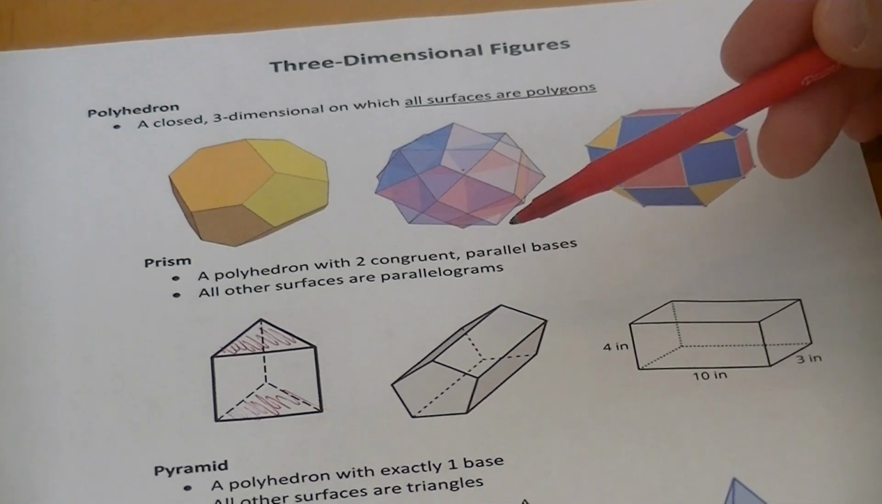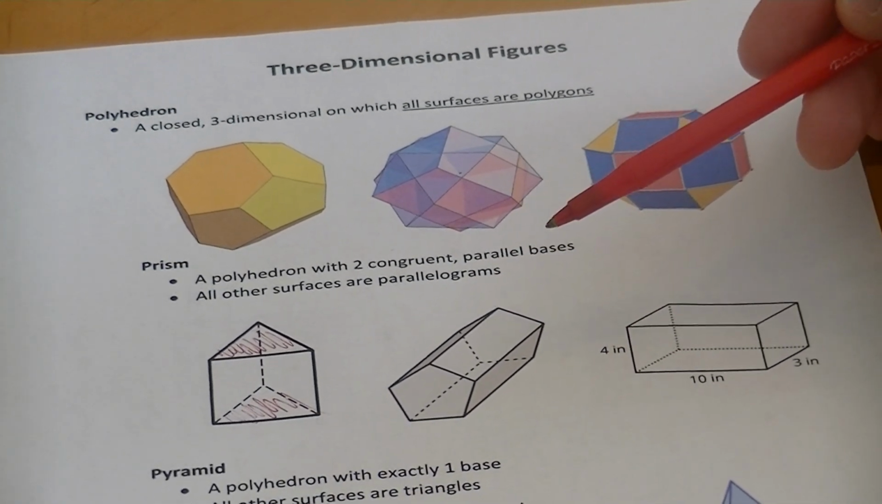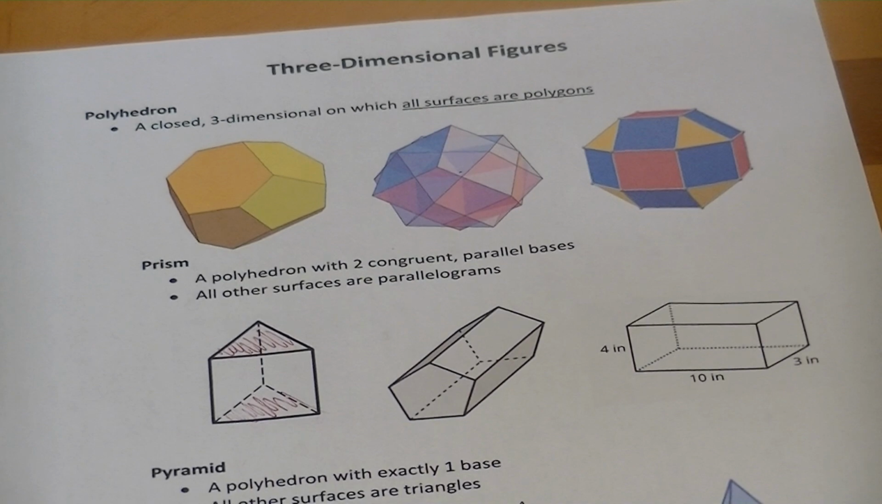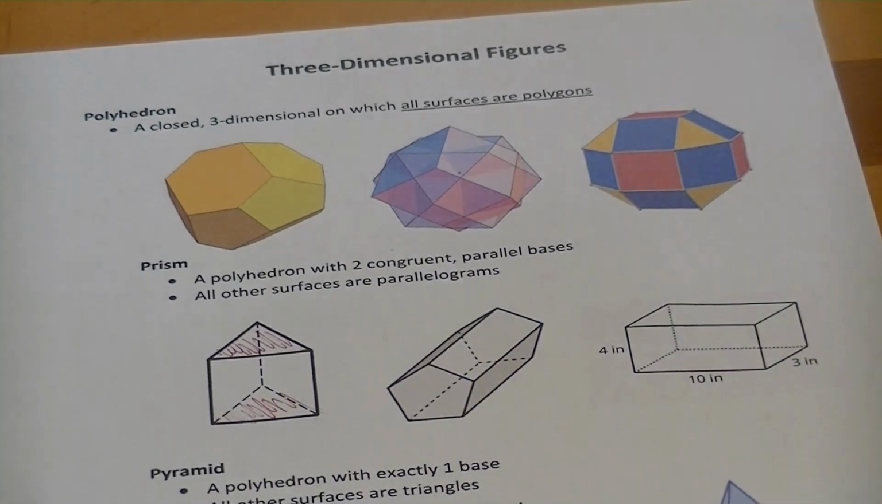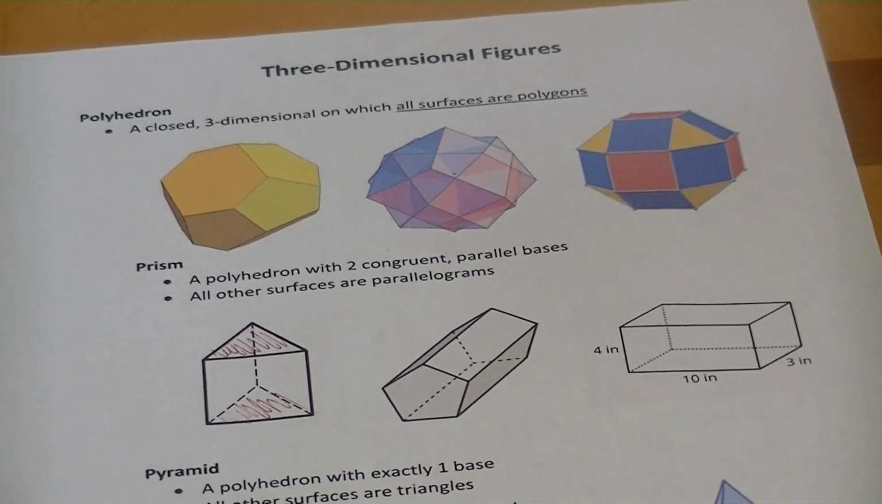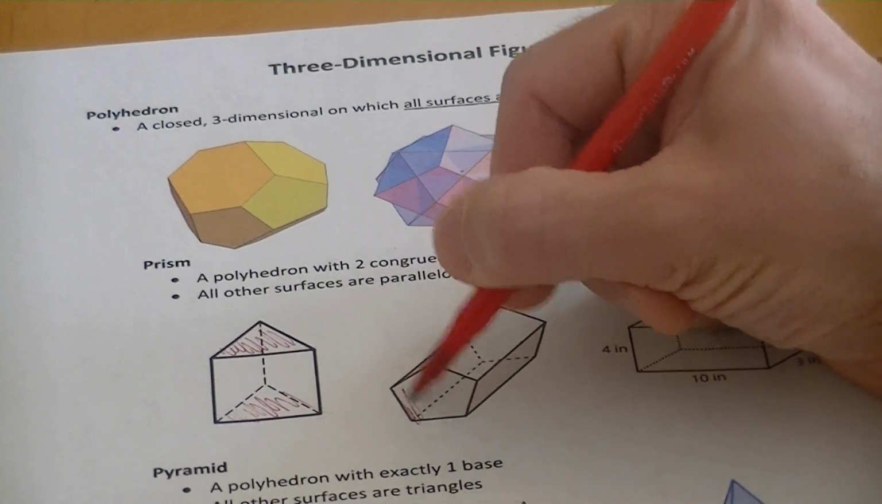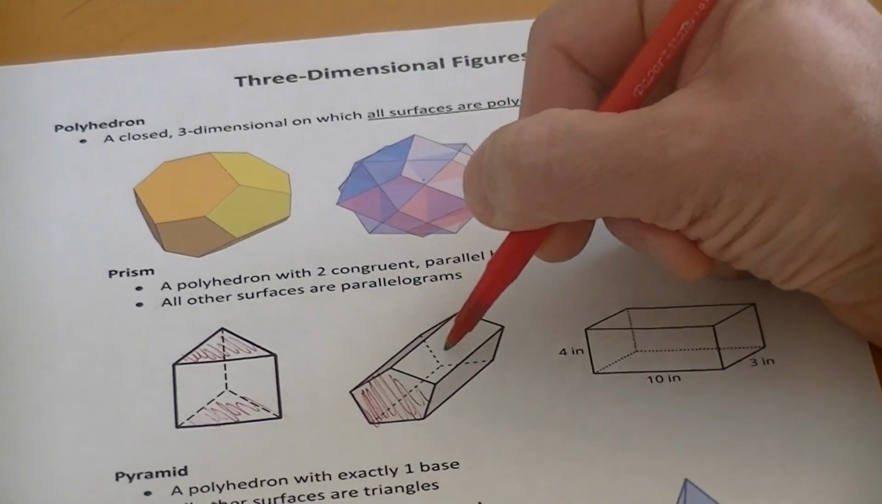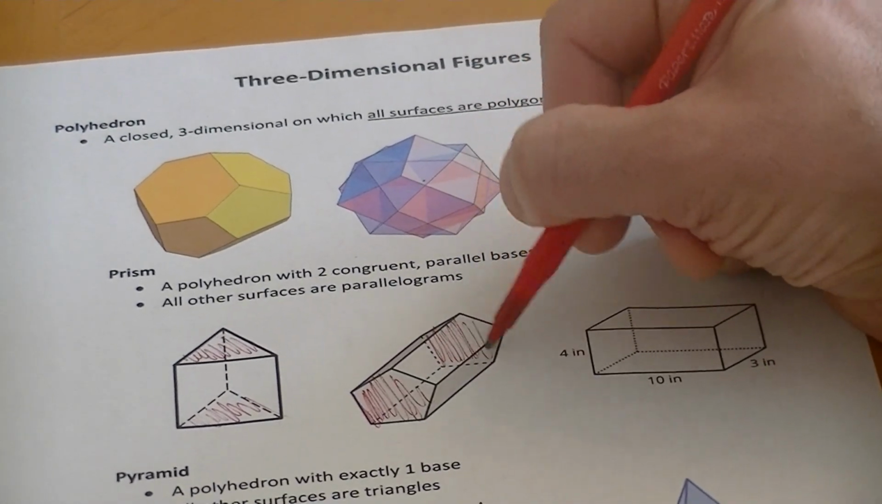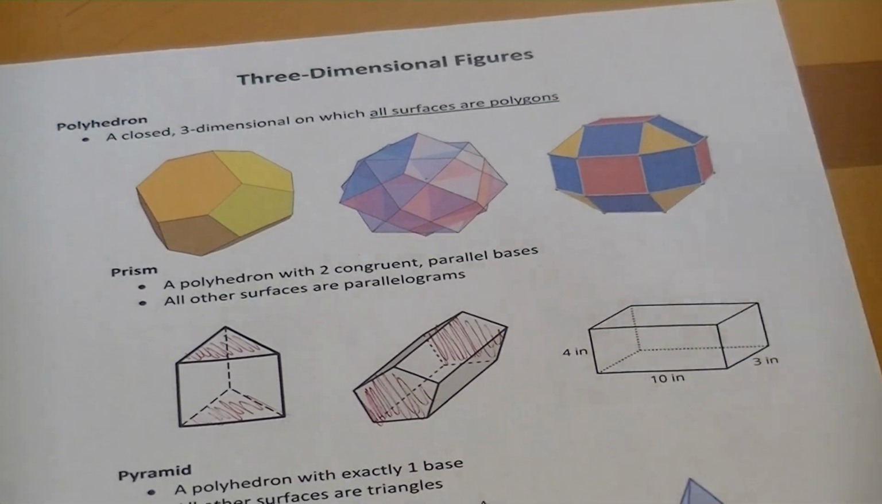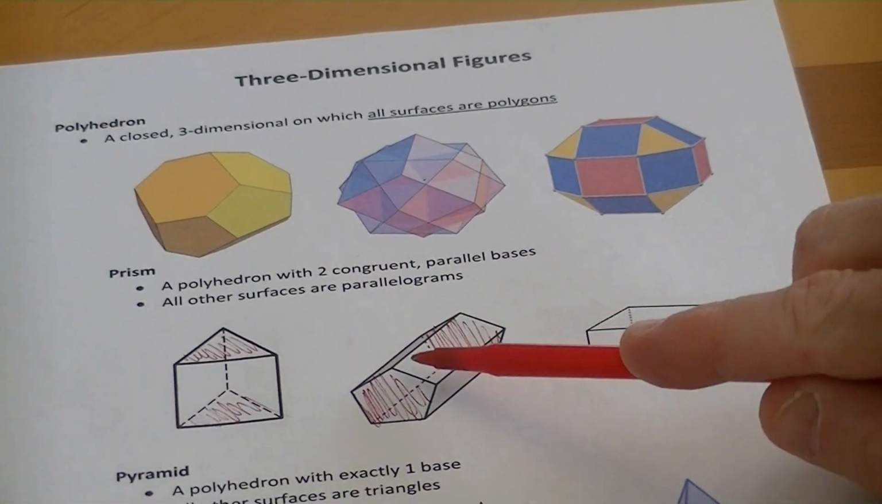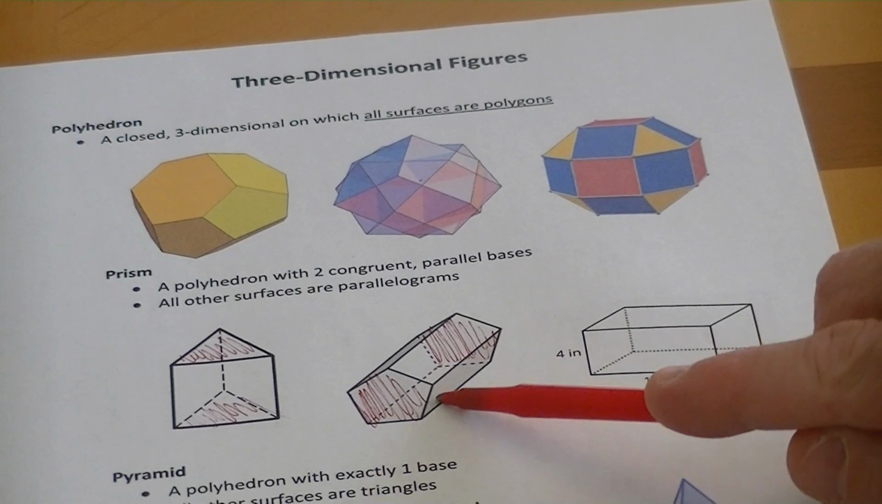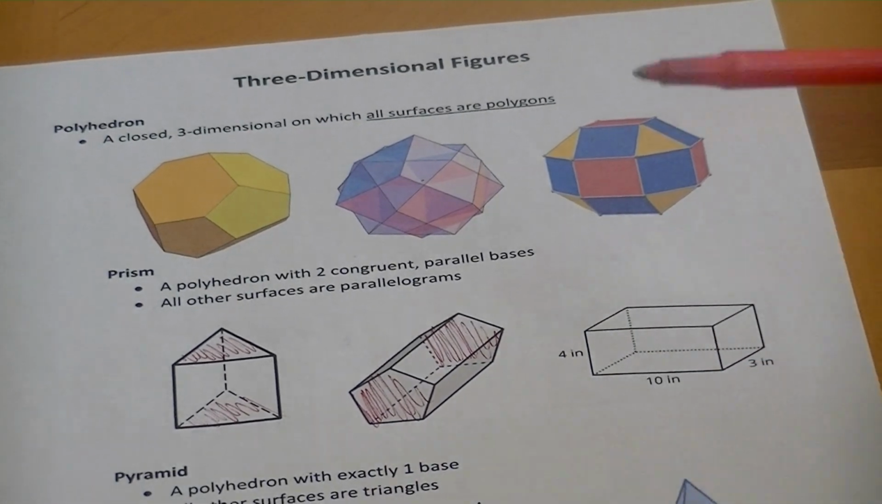So here's another prism. Can you spot the bases? Two congruent parallel surfaces that are connected by parallelograms. So it's going to be this front pentagon and this back pentagon. Those are the congruent parallel surfaces, and all the other surfaces that connect them are parallelograms.